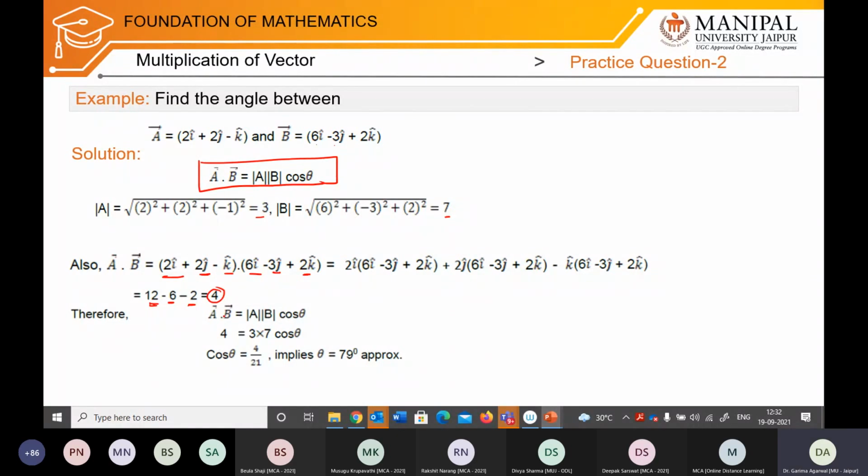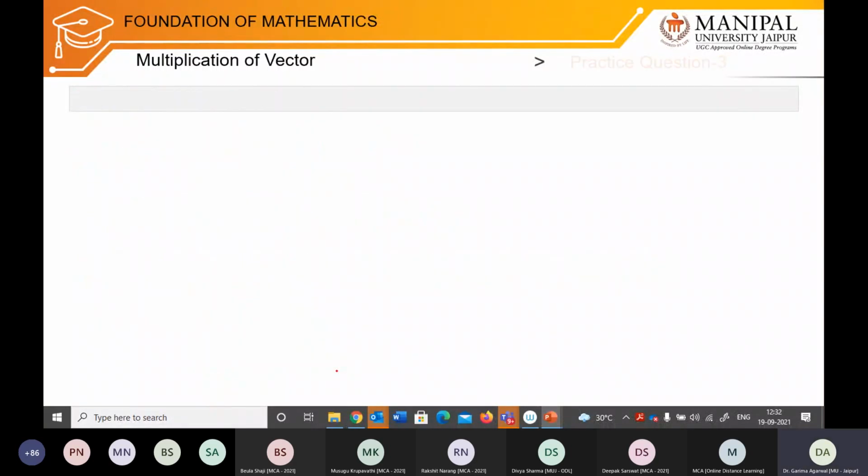Right? So A dot B is 4, magnitude of A is 3, magnitude of B is 7, and times cos theta. And after cross multiplication, we can find the value of cos theta or theta. Clear?